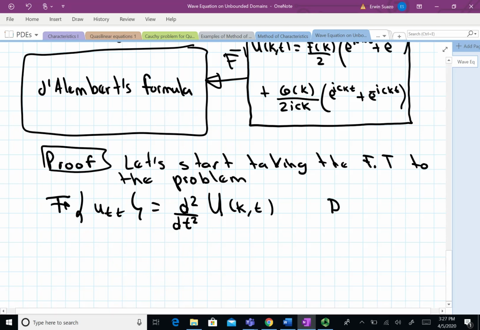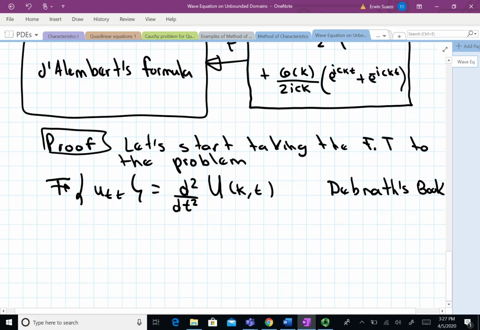So, Debnath's book. Okay. Then I take the Fourier transform of the second derivative with respect to x of u, and then again, from the formulas we saw before, this is minus c squared k squared u(k,t).